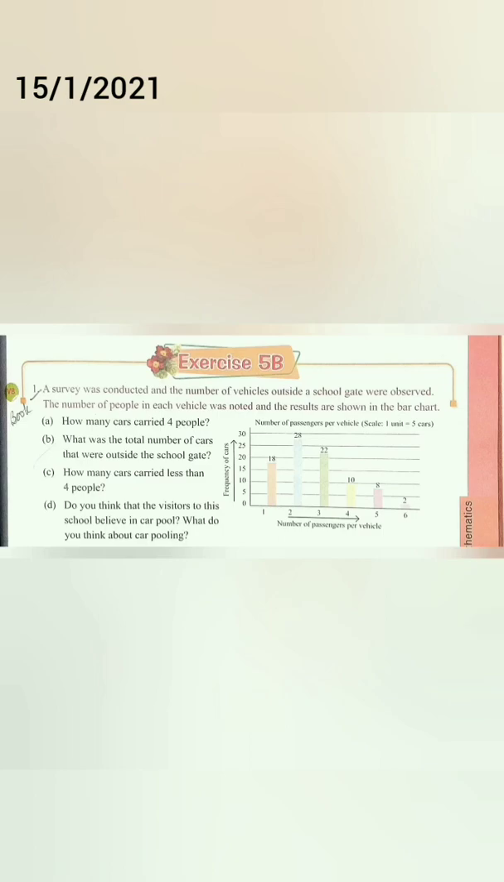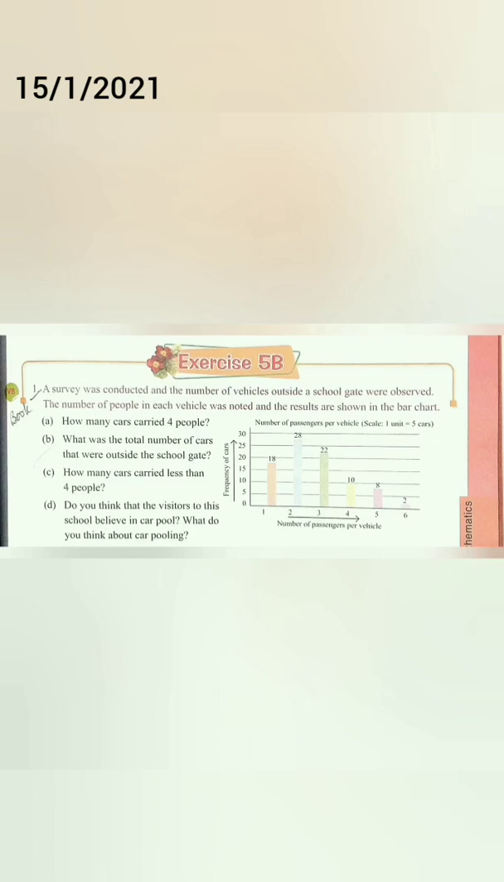Now question B is, what was the total number of cars that were outside the school gate? For finding the answer, we will add the number of cars carrying 1, 2, 3, 4, 5, 6 passengers. So we will add 18 plus 28 plus 22 plus 10 plus 8 plus 2. So we will get the sum as 88. So the answer is 88.